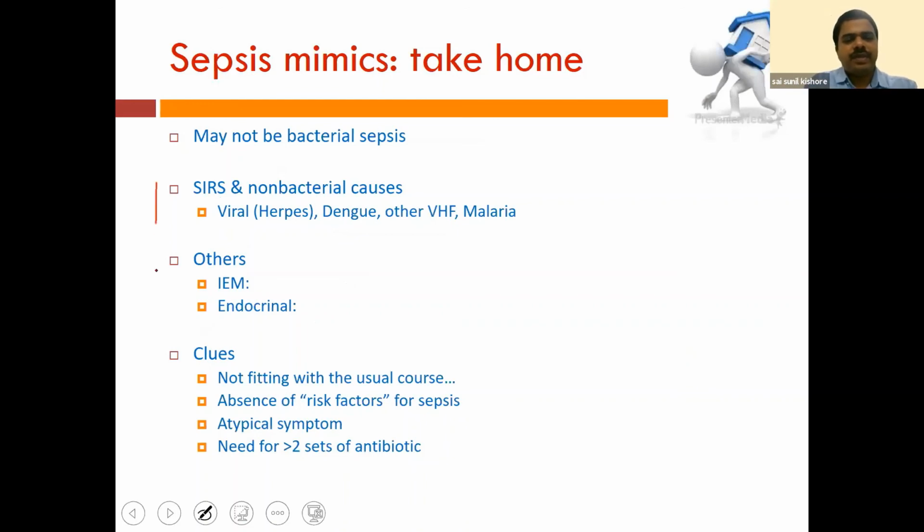So these are some of the sepsis mimics, which can mimic sepsis: inborn errors, endocrine causes, other causes like dengue. So whenever you are having a baby who is not fitting with the usual course, and there are no risk factors for sepsis, and if there are atypical symptoms like any vesicles, and if you are contemplating to give more than 2 sets of antibiotics, these are the scenarios where you need to strongly think of whether probably it is not routine sepsis.